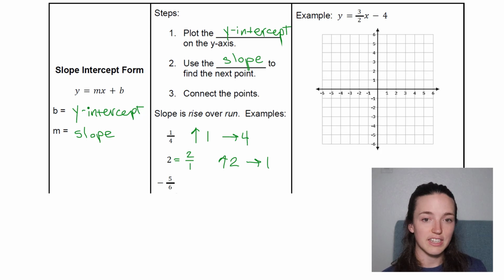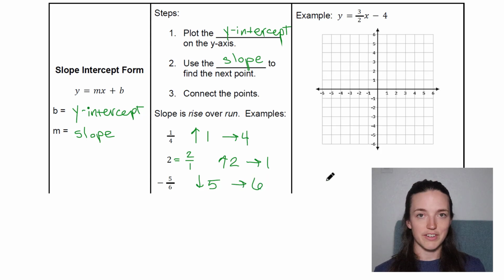Now if the slope is negative, like negative 5/6, you're actually going to be going down 5 and right 6. So always go to the right. If it's a positive slope, you're going up. Negative slope, you're going down.